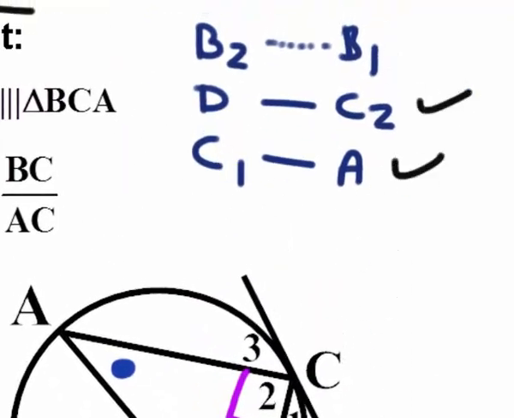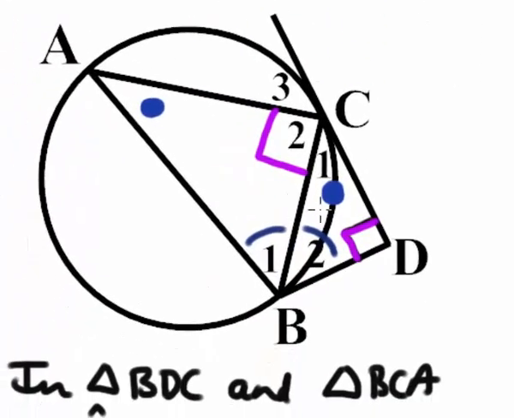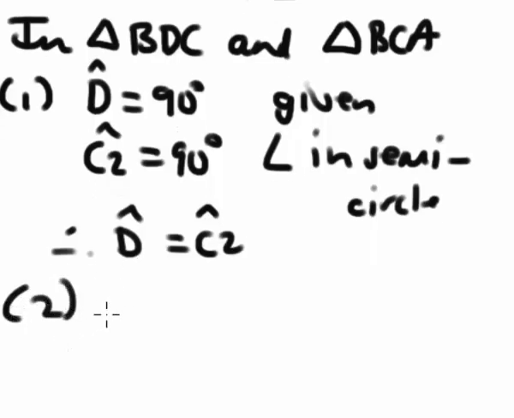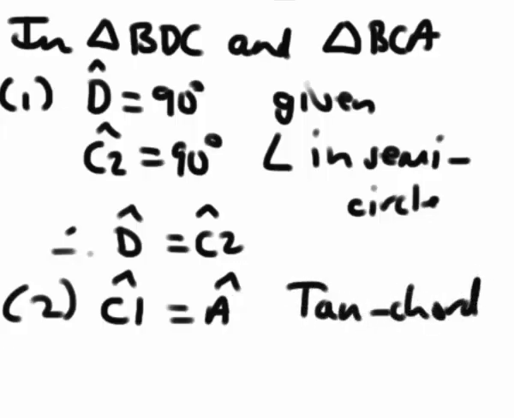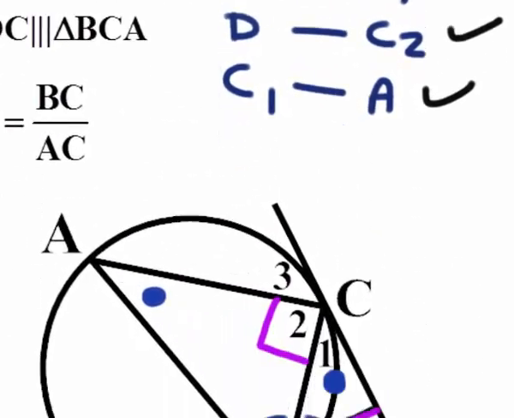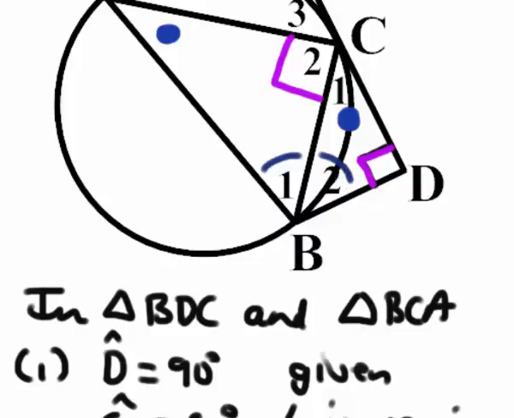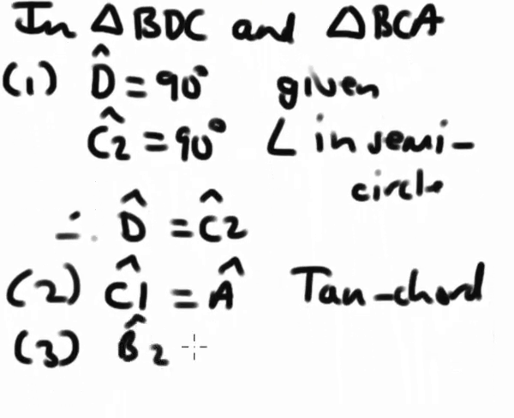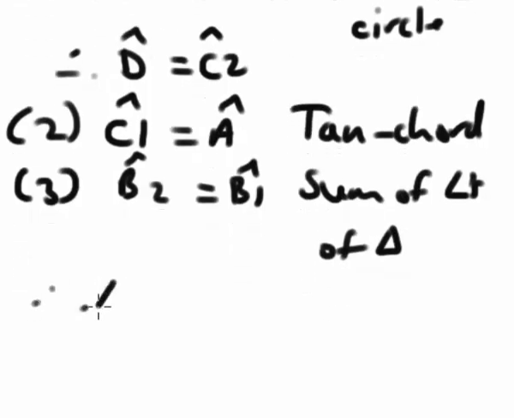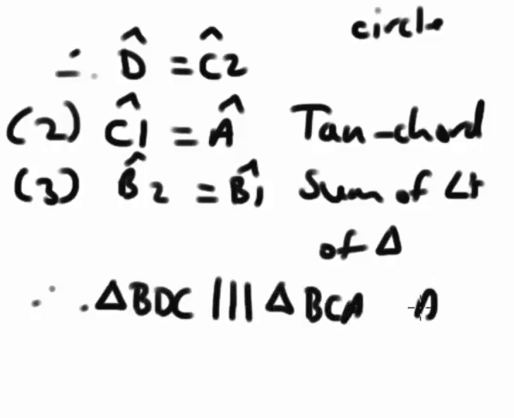Now, why is C1 equal to A? That's the tan chord theorem. C1 is A, tan chord. So number 2 here, we can say that C1 is A, and that's because of the tan chord theorem. And then the third thing that we can say is that obviously B2 is equal to B1, and the reason being, that's the sum of the angles of the triangle. And then we can say, therefore, triangle BDC is similar to triangle BCA, 3 pairs of equal angles there.